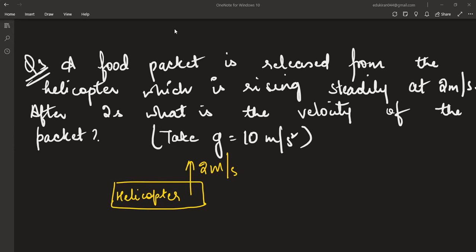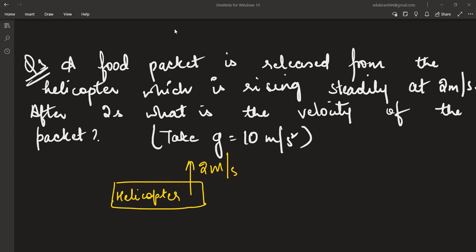Mariam, any answer? Helicopter is moving at 2 meters per second. Okay, just imagine a helicopter is there which is moving at 2 meters per second upwards. A food packet is thrown. So what should be the initial velocity of the food packet, when it has just begun to be thrown out?